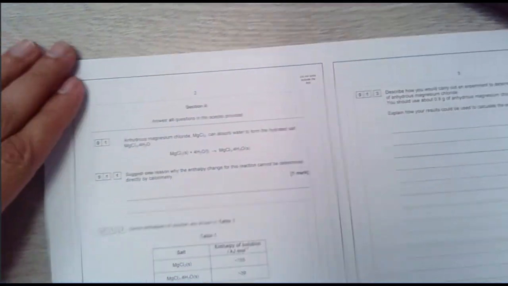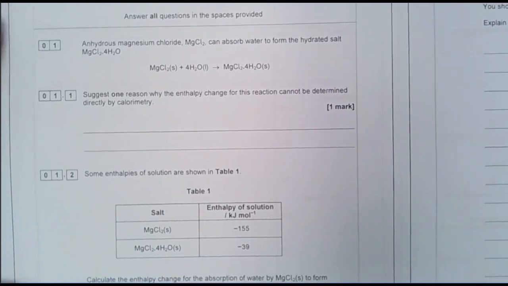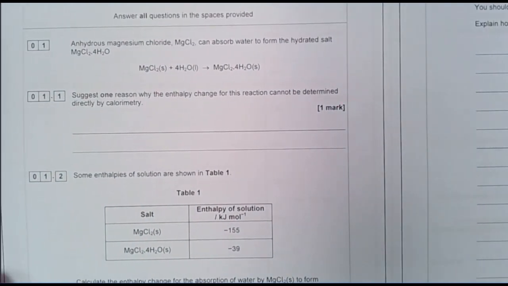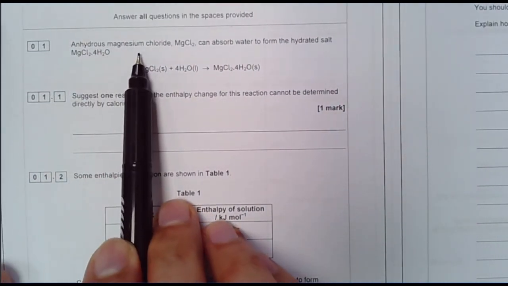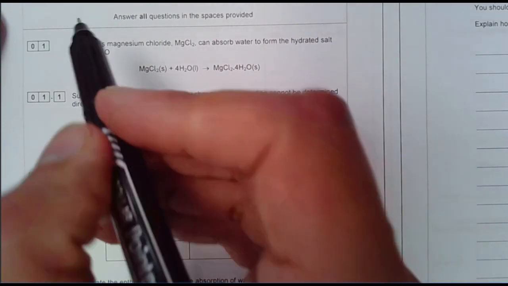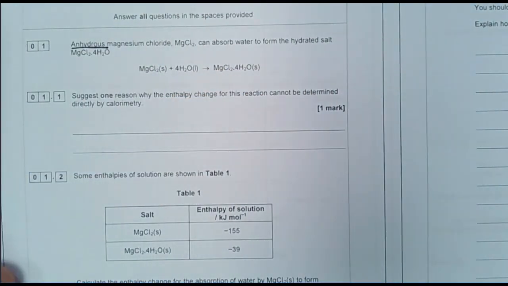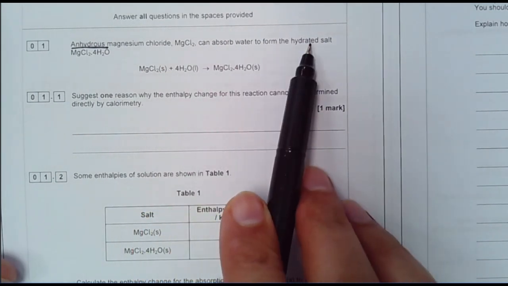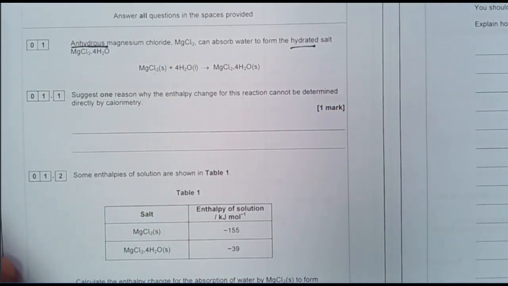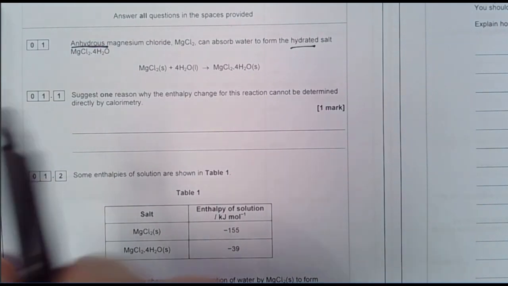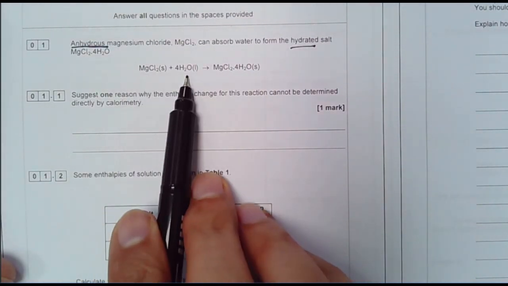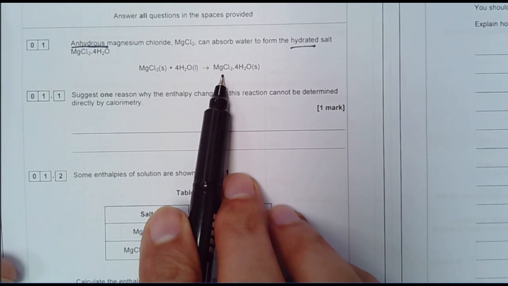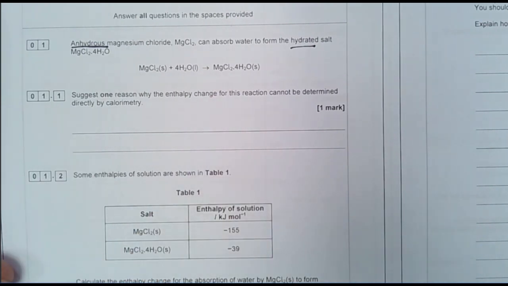Going back to question number 1. It says on this question that you've been given anhydrous magnesium chloride, which is MgCl2. Anhydrous means it does not have water of crystallization. It can absorb water to form a hydrated salt. Hydrated means it now contains water of crystallization. So MgCl2, add water, and it changes into MgCl2.4H2O.